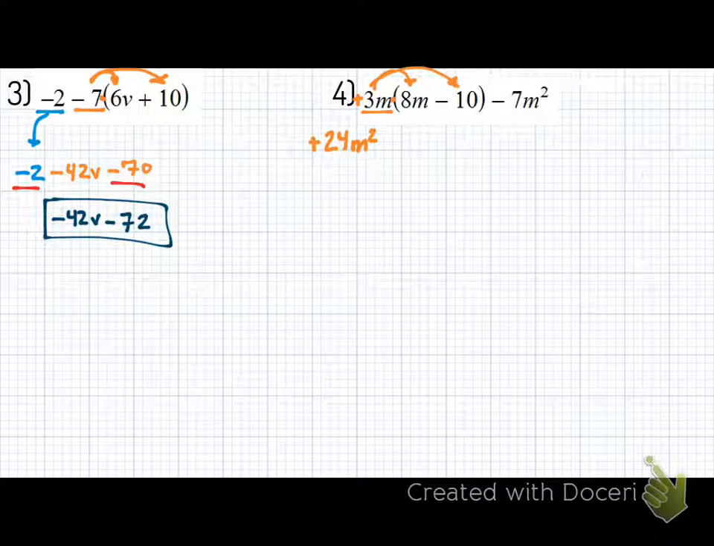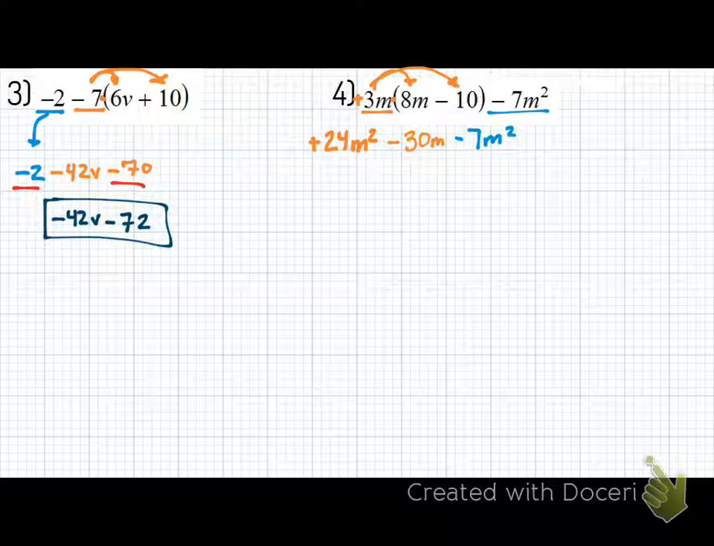What's positive 3m times negative 10? Nope, you see, you need to start with positive or negative. Okay, let's start again. Start anything you say with positive or negative. What's positive 3m times negative 10? Negative 30m. Good, negative 30m, okay? Is this negative 7m squared doing anything with multiplying? No, so let's just bring that down, okay?